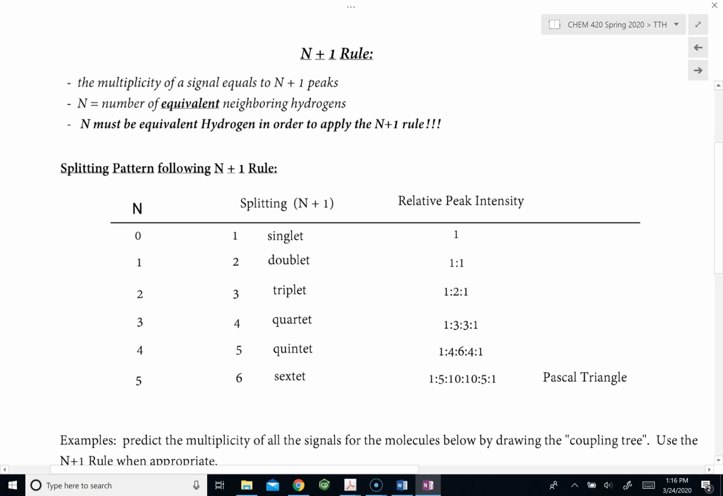And to make things simplified, we have adopted something that we call the N+1 rule to help us remember and be able to recognize the different types of signal. So basically, according to this N+1 rule, the multiplicity of a signal is equal to N+1 peaks, where N is the number of equivalent neighboring hydrogens that the signal has. Again, N must be equivalent in order for us to apply this N+1 rule. If the hydrogens are not chemically equivalent, we cannot apply this N+1 rule.